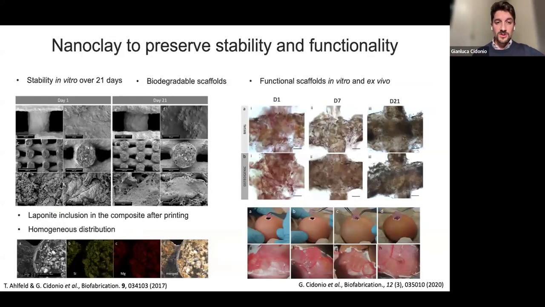So what we did was to demonstrate that we could print lattice structures that are really open, an open porosity system, that we can have be stable for more than 21 days. And think about that, this structure has cells inside, okay? So the cells are here inside the fibers. The nanoclay is here as well inside the fibers. And really, this is what is allowing the cells to be readily functional.